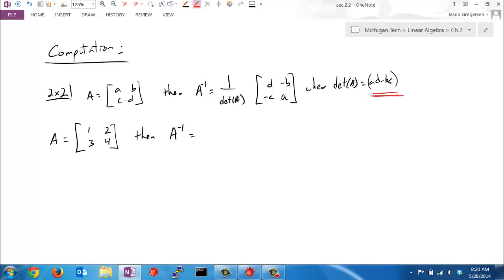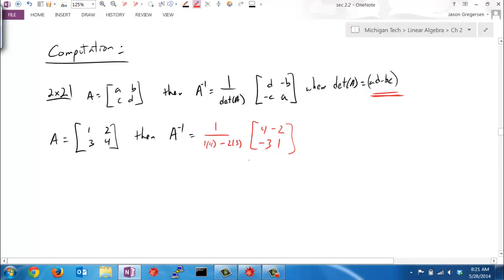So let's calculate the inverse of this matrix. I have 1 over the determinant. That's 1 over 4 times 1 minus 2 times 3, times the matrix where I flip the main diagonal. I change the signs of the off diagonal. And that's it. And now I just simplify.